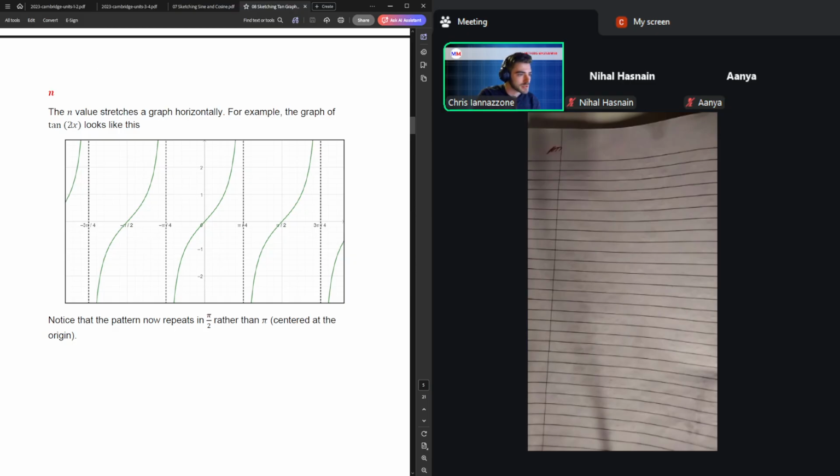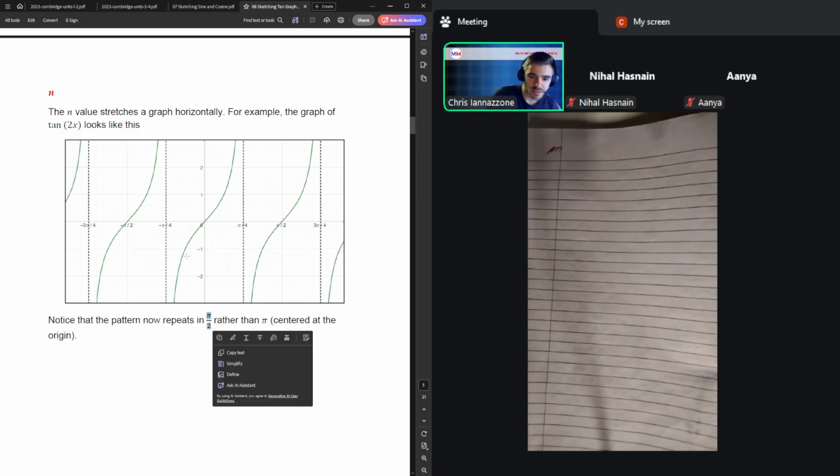Then we have the n value, so that's going to be the coefficient on the x specifically. That is also going to be a type of dilation factor in the horizontal direction. Normally, it would have asymptotes at negative pi over 2 to pi over 2. When the 2 is involved there, we're going to see that that shrinks down to negative pi over 4 and positive pi over 4. So essentially halving the distance to pi over 2 rather than pi.